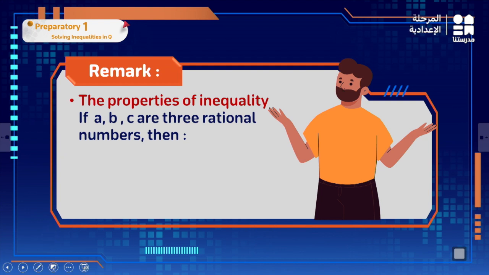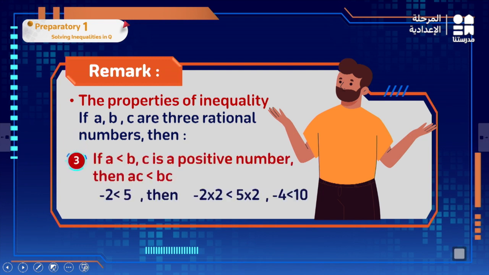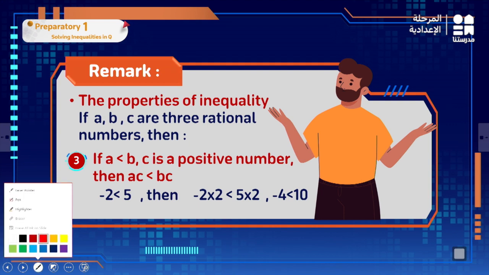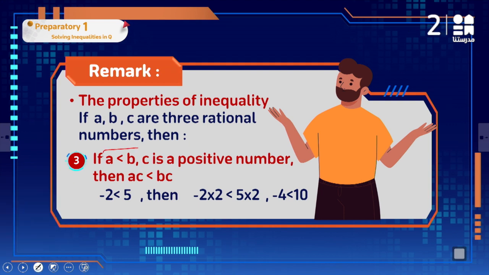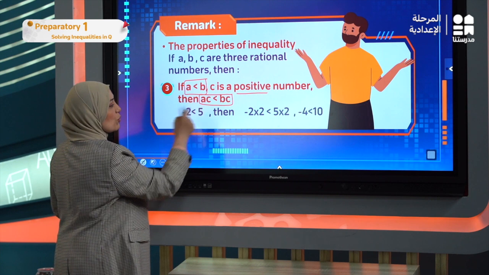Okay, number 3. If A is less than B, and C is a positive number, then AC is less than BC. That means when we multiply, we will get the same sign of the inequality. We start from less, and also we got less.